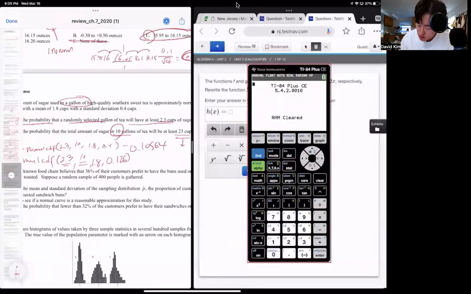So I'm going to use normal CDF one more time. So normal CDF with 2.3, 10, 1.8, and 0.126 this time. So the only thing that really changes is the standard deviation. So this gives me about 0.0000362. And that should be the correct answer for part B. They actually rounded up to 0.00004, but that should be the correct answer for this one.